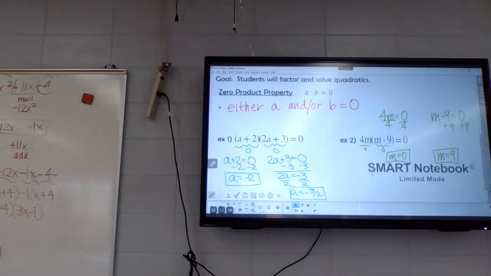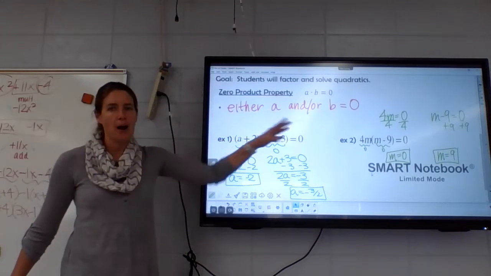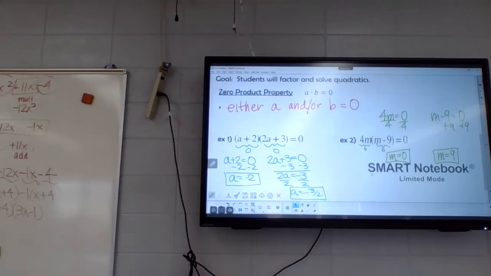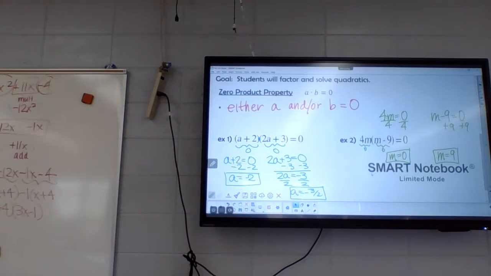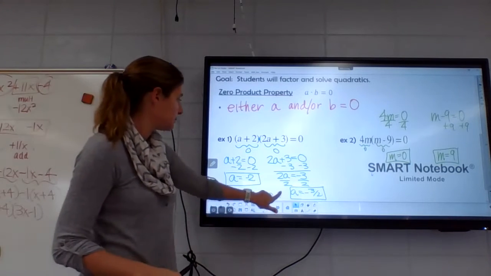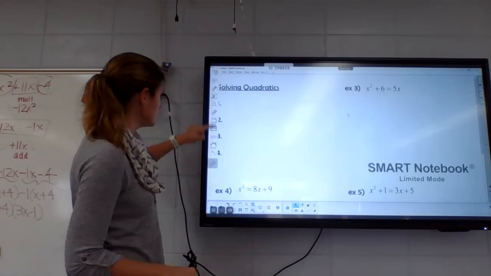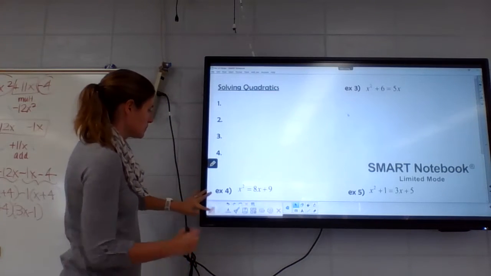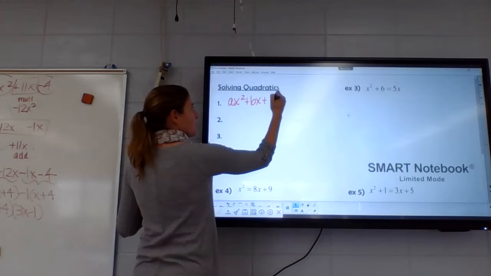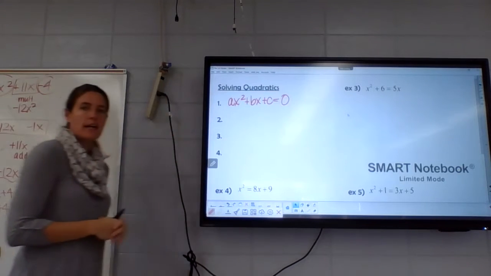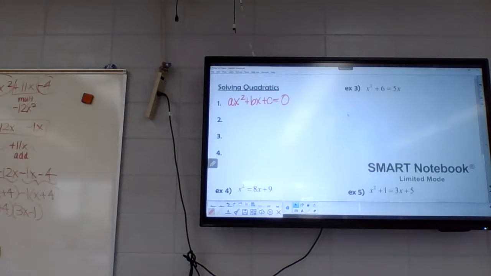So if you look at these equations, the first thing we need to do is the equation needs to equal 0. So in order to work with this zero product property, the equation can't equal 5x, like in example 3 there. So we have to make the equation equal 0. And so we'll do that first. So we want it in standard form where it equals 0.